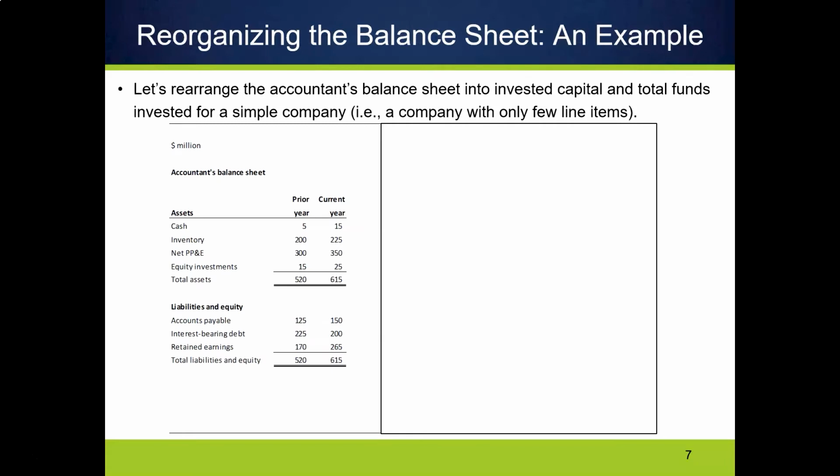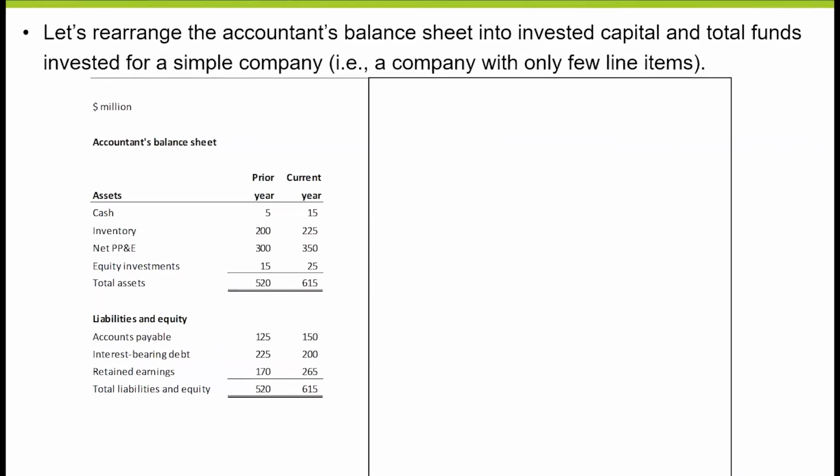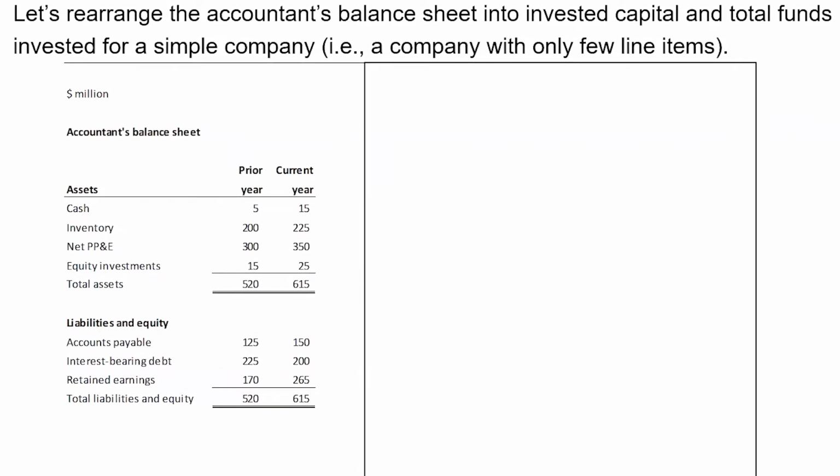Now, we have looked at reorganizing the UPS balance sheet in our DCF example. Here's another really simple balance sheet that we can use to get another example of how this works. Right? So here's a simple balance sheet. It's just got 2 years, the prior year and the current year. On the asset side, we have cash, inventory, net PP&E, and equity investments. And that gives us our total assets. On the liabilities and equity side, we have accounts payable, interest-bearing debt, and retained earnings. Okay? So the balance sheet balances here as we expect. Again, this is pretty straightforwardly laid out so that we can try to identify.